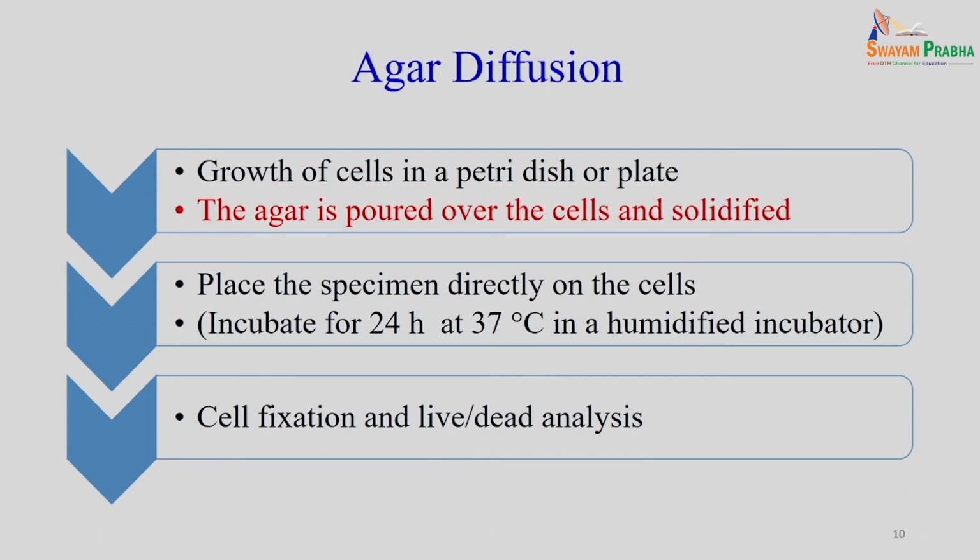The agar diffusion method is very similar to the direct contact method. The only difference is that after growing the cells on the plate, we pour the agar over the cells and wait till it is solidified. Once it is solidified, we place the samples, incubate it, and follow a similar procedure as we discussed for the direct contact.